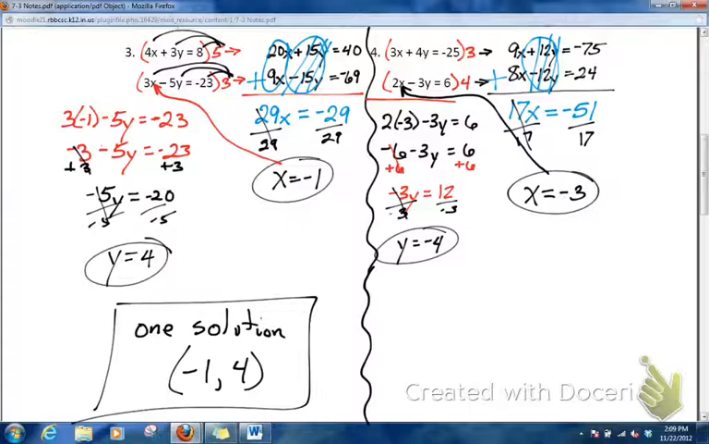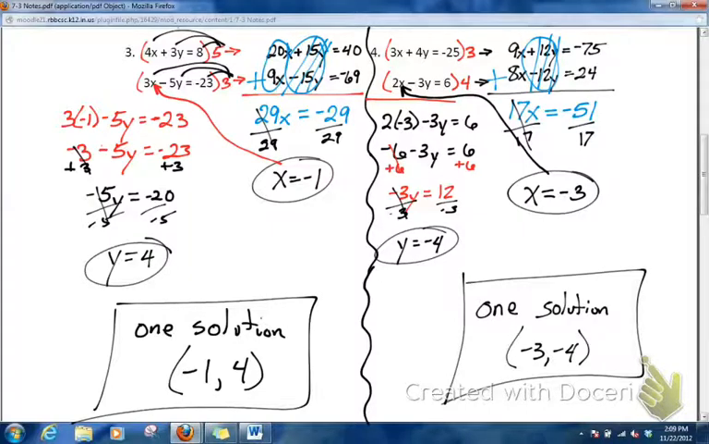So there you have it once again. We got a one solution system, and that one solution is negative 3 comma negative 4. Done. Alright, very good. So that's the gist of solving using multiplication, which is that you have to change either one or both of the equations so that two of the coefficients can cancel, essentially eliminating one of your variables. So there you have it.